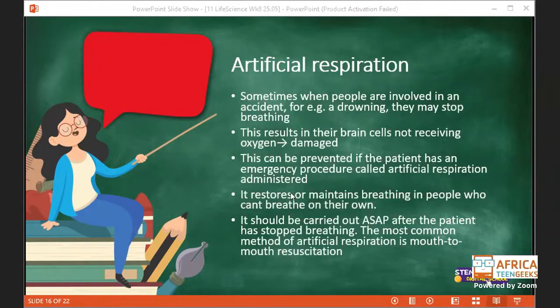Right, so it restores or maintains breathing in people who can't breathe on their own, and it should be carried out as soon as possible after the patient has stopped breathing. The most common method of artificial respiration is mouth-to-mouth resuscitation. Okay, and I'll show you guys a picture of that.